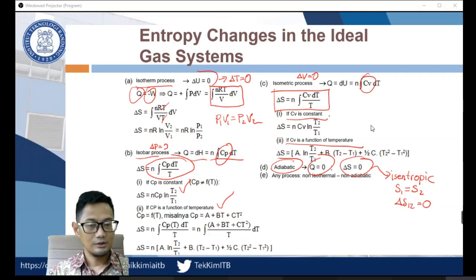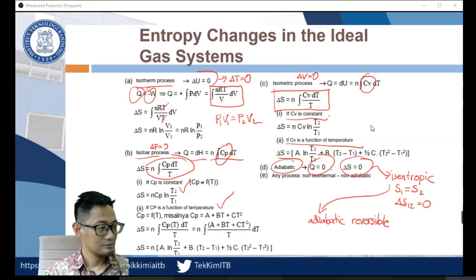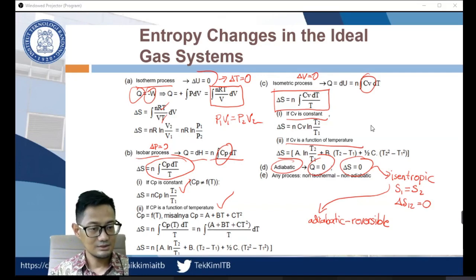Okay, so adiabatic reversible is sometimes considered the same as isentropic. Why do we have to use reversible here? Because by definition, remember, the entropy is equal to heat reversible divided by temperature. Is it possible to have adiabatic non-reversible? Yes.